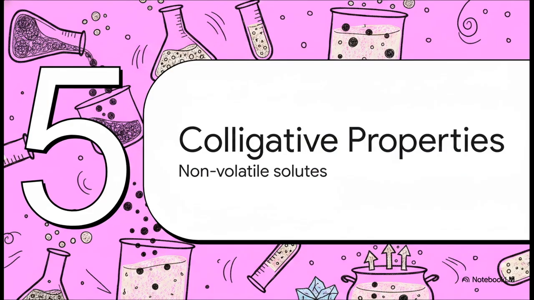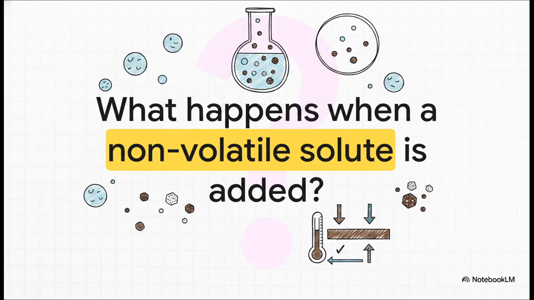Finally, Section 5, Colligative Properties. Here's the core question for this section. What happens to a solvent's physical properties when you add a non-volatile solute, like sugar or salt? Think about it logically for a second. In a pure liquid, the entire surface is covered with solvent molecules ready to evaporate. But throw in a non-volatile solute, and those solute particles start taking up valuable space on the surface. Because less surface area is covered by the solvent, fewer solvent molecules can escape into vapor, which means the overall vapor pressure is automatically lowered.